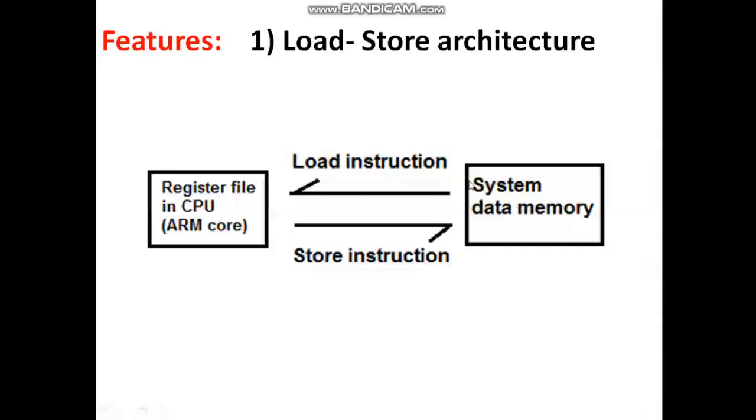And therefore there are two specific instructions which are available for this microprocessor or this ARM core. Those are load and store type of instructions. Load instruction allows the data to be copied from system memory to the register file, and after processing, the store instruction allows the results or whatever data is obtained finally to be stored back into the system memory. So that is why the ARM is said to have the load store architecture.